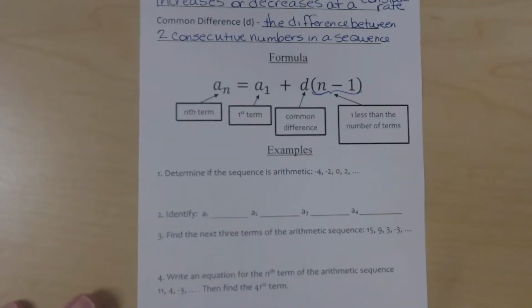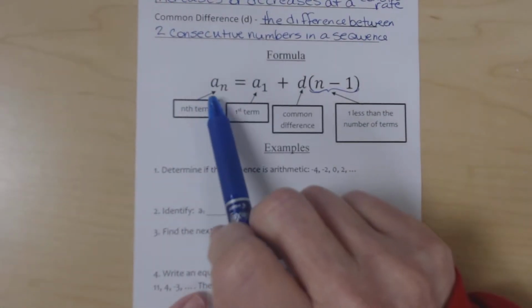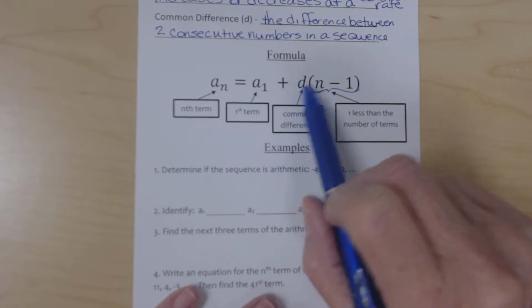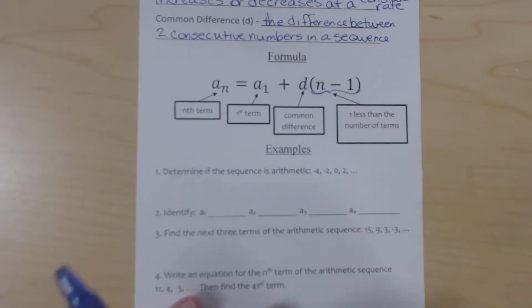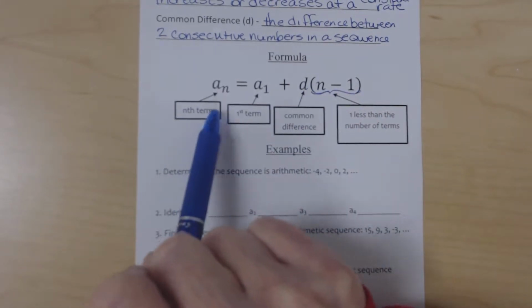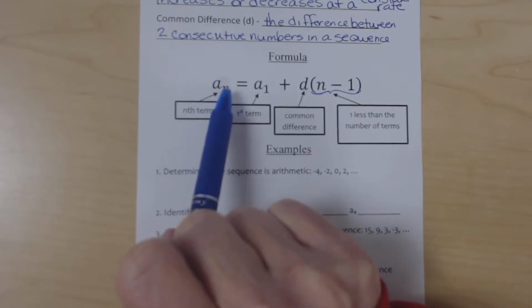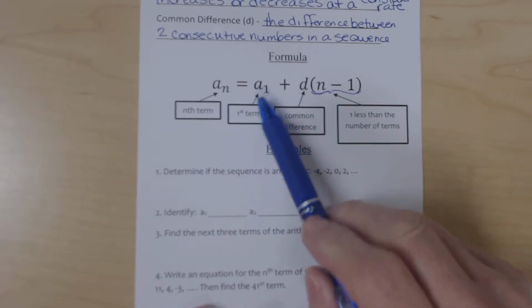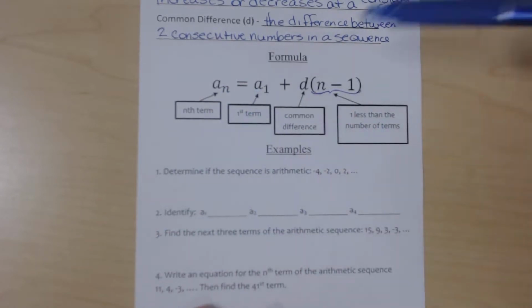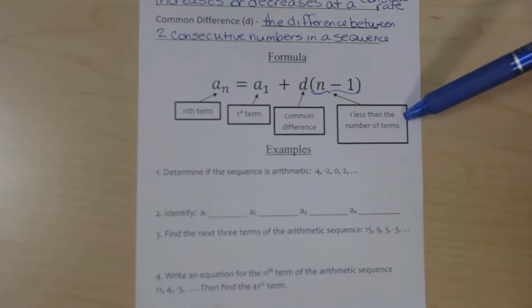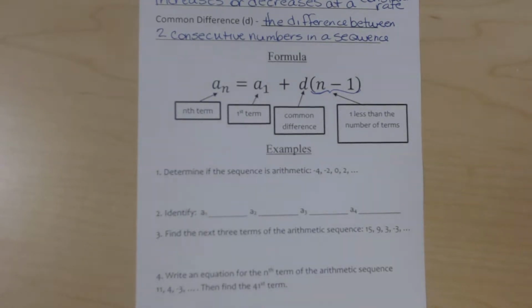Okay, so here we have a formula for an arithmetic sequence. A sub n equals a sub 1 plus d times the quantity n minus 1. The nth term is the number of the term that you're looking for. So this is a term, specifically the nth term. The a sub 1 means the first term. D is our common difference, and this n minus 1 represents one less than the total number of terms that you're looking for. So first off, we need to determine if a sequence is arithmetic.